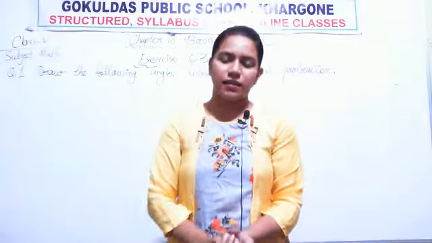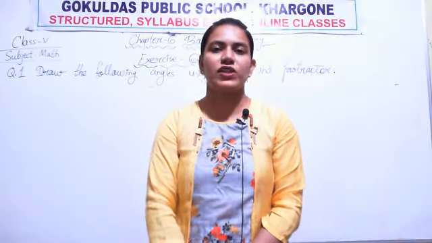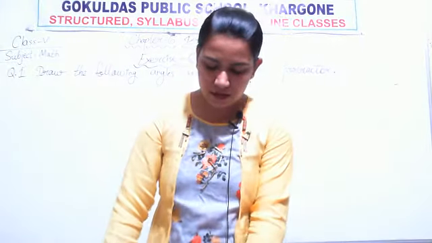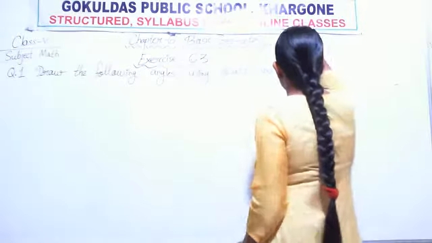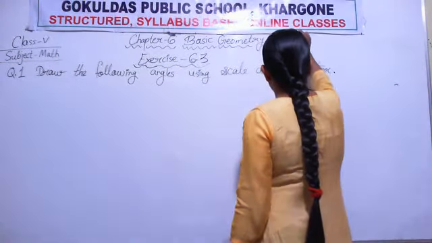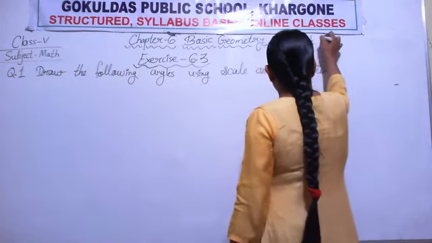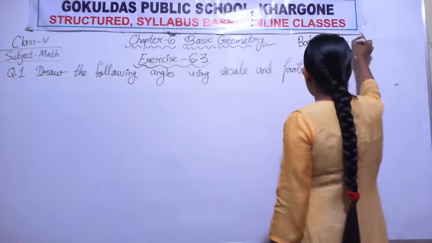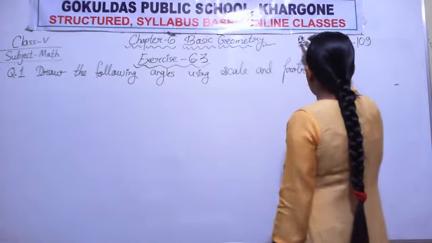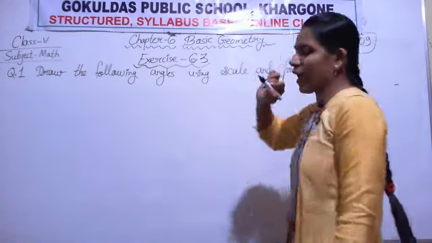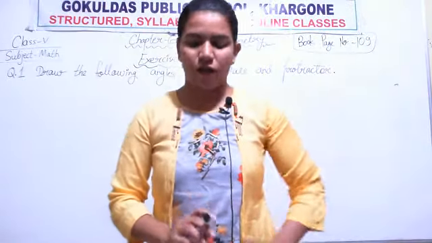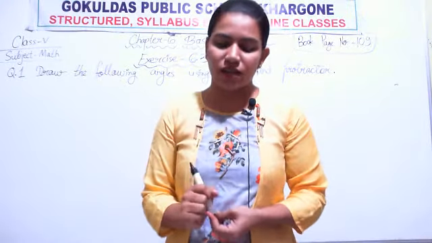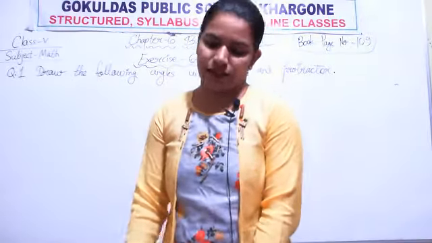So let us start. Question number 1. Read question number 1 carefully. Open book page number 109. Question number 1 of exercise 6.3: Draw the following angles using a scale and protractor.